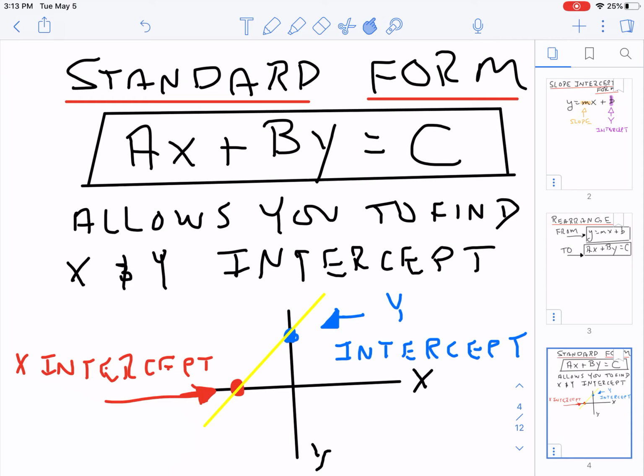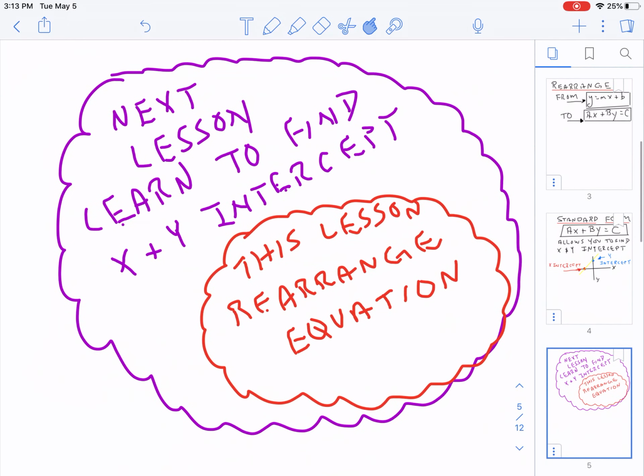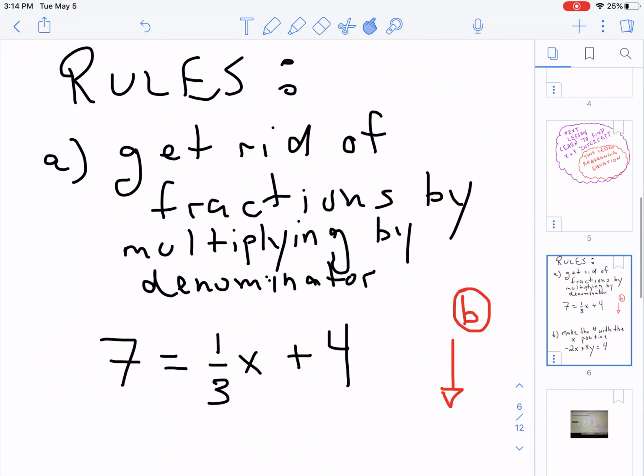Well, why would we want to do that? It allows us to find the x and y intercept of a line. In the next lesson, we're going to learn to find the x and y intercept. This lesson, we just learn how to rearrange the equation from slope-intercept form to standard form. Here's a couple of rules that we're going to have to look at.